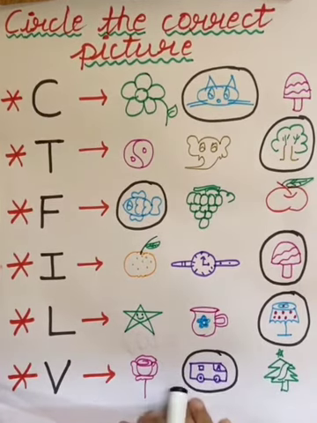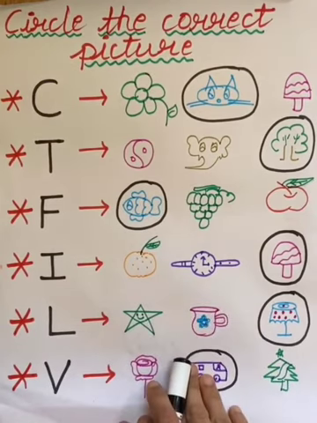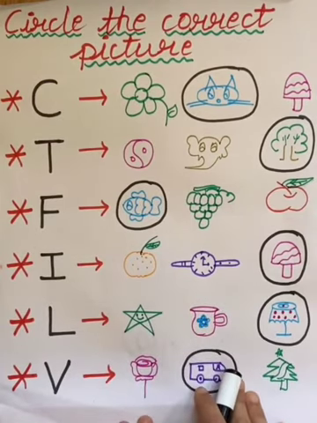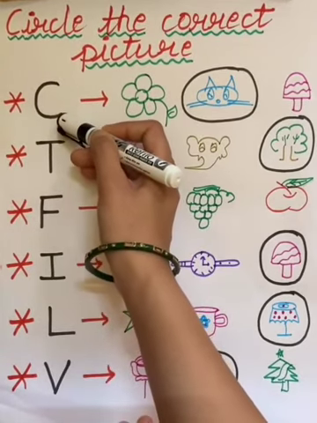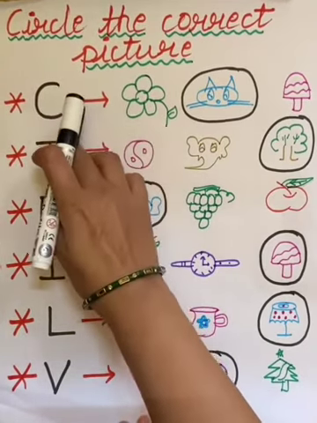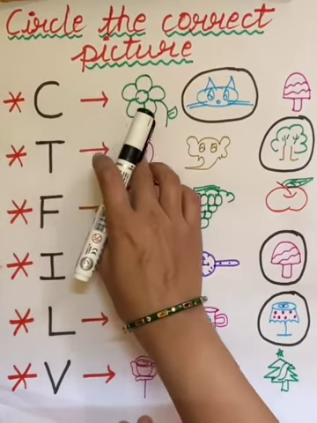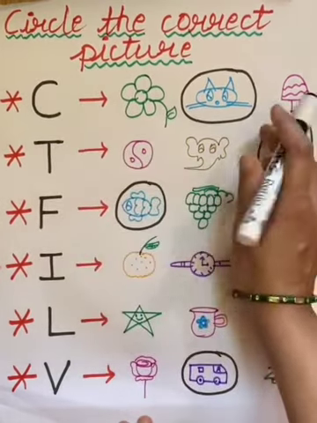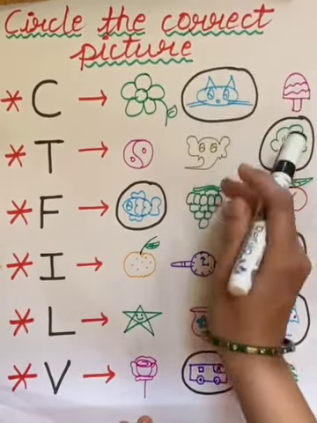So, this is circle the correct picture. Okay, children? You have to first identify the letter. Then, find the correct picture from here. Then, after that, you will circle that picture like this.